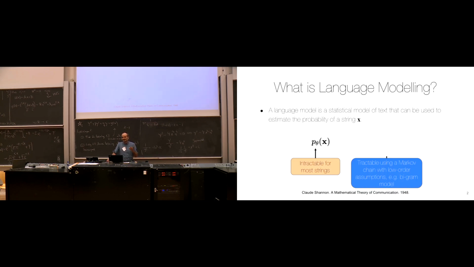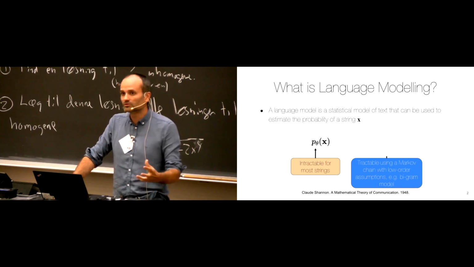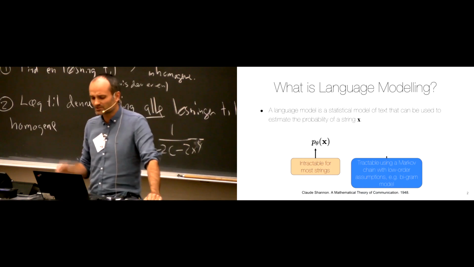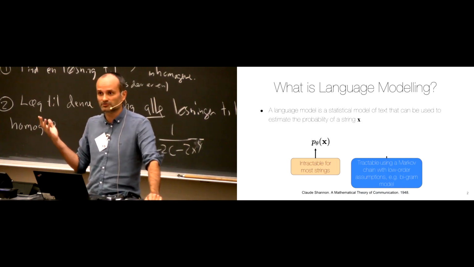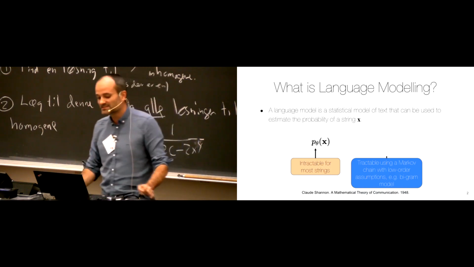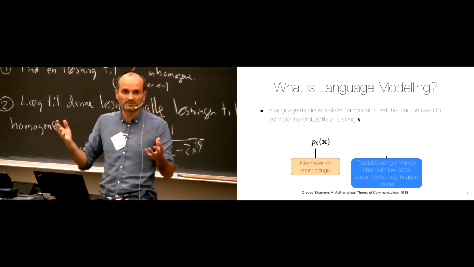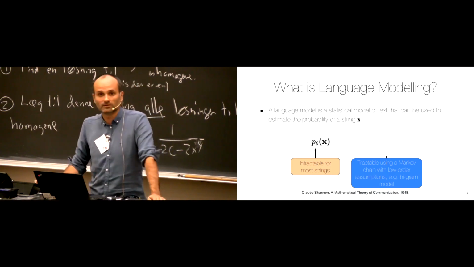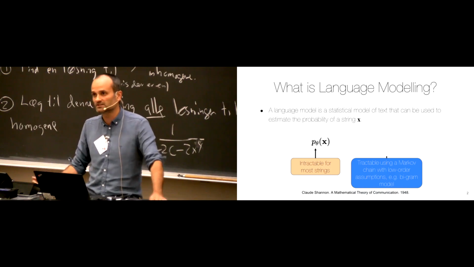Language modeling is the effort to build statistical models of text, and the main goal is to estimate the probability of strings. So typically what we actually want to estimate is the probability of an entire string parameterized by some kind of model theta. And this is intractable for most strings because we just have too many possibilities to enumerate. As we know from 1948 onwards, we can decompose this using simple things like Markov chain assumptions.